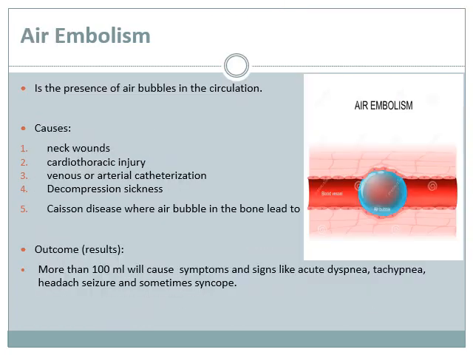So another type of embolism, which is air embolism, is the presence of air bubbles in the circulation. How can air get its way into the circulation? We have either neck wounds, cardiothoracic injury, venous or arterial catheterization, and decompression sickness.